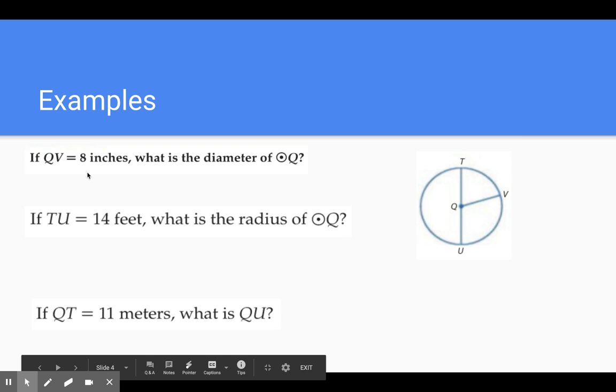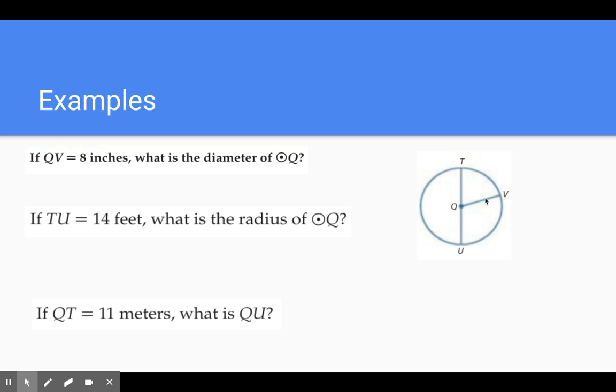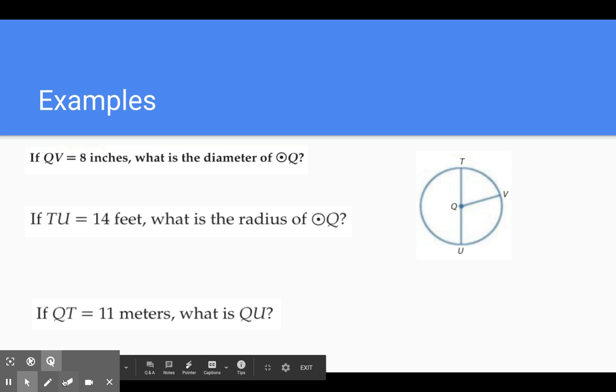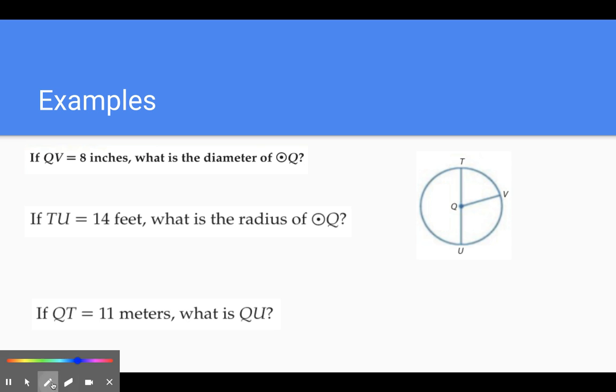Okay, so some examples. If QV is equal to 8 inches, what is the diameter? QV is a radius, and if that radius is 8, that means the diameter would be 8 times 2, which is 16. If TU equals 14, that's a diameter, that means the radius would be half of 14, which would be 7.